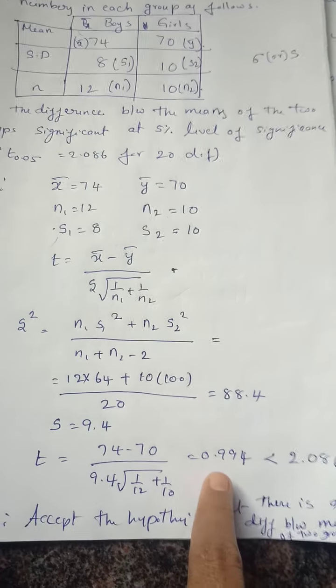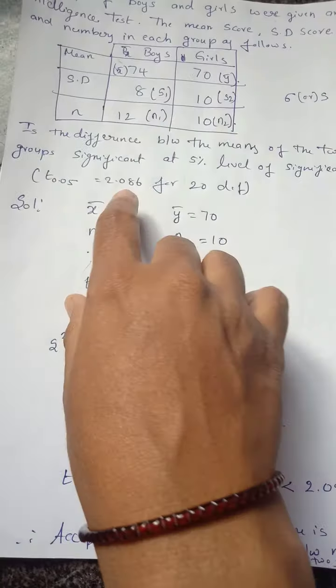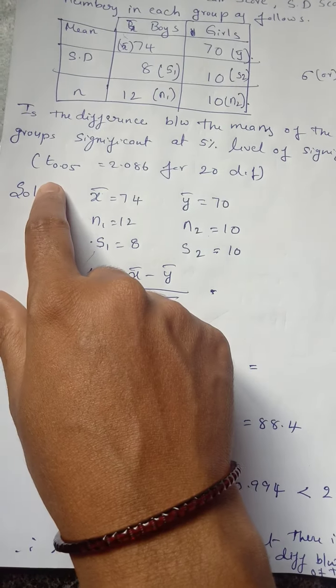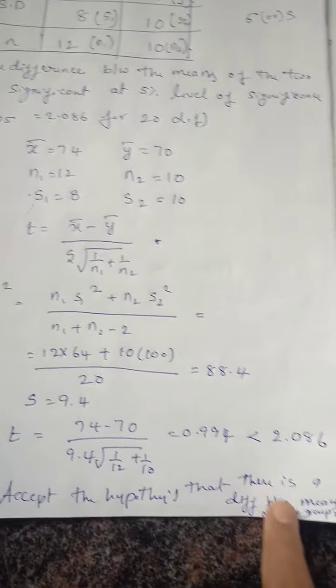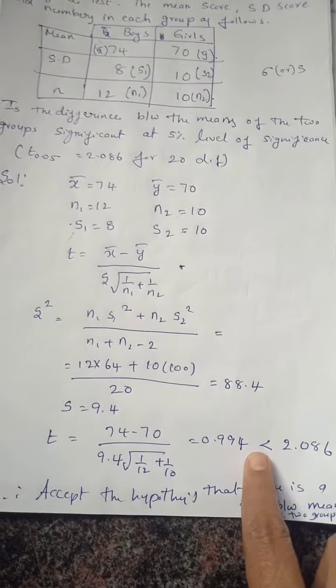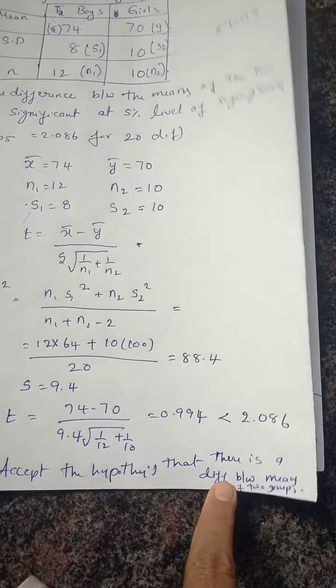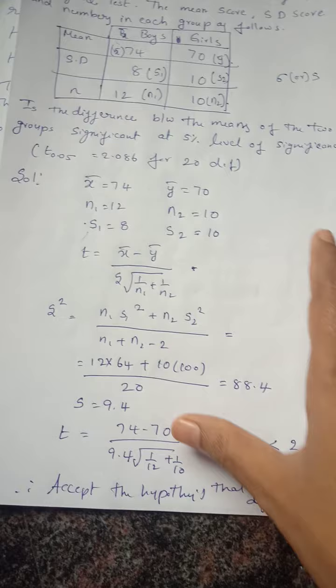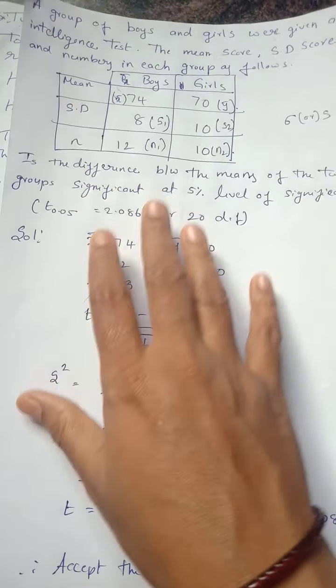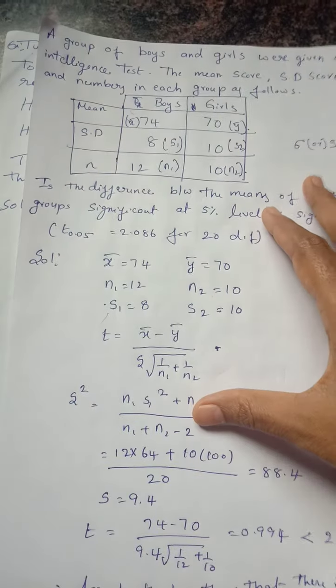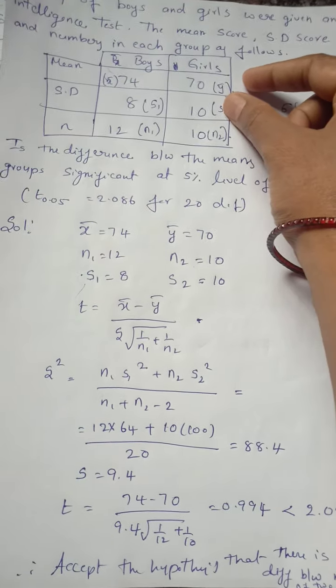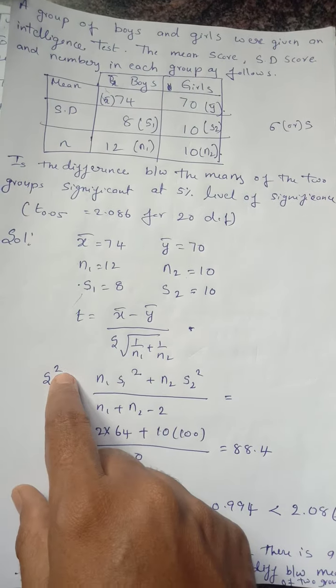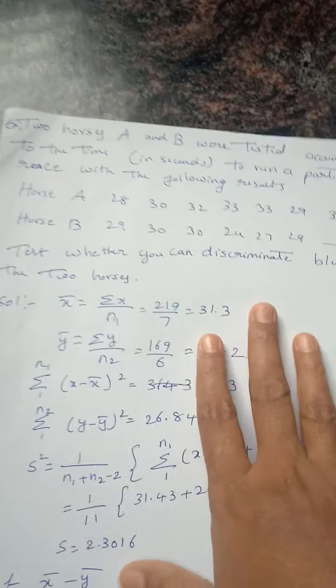Whatever value we got here, we compare with the table value they gave. So here for 0.05 it is 2 point something. Our value is less than the table value, so in the less than case we accept the hypothesis. That is, the difference between the means of the two groups is not significant. So this is the method when two means are given, and s square we also find this way because s1 and s2 are given directly.